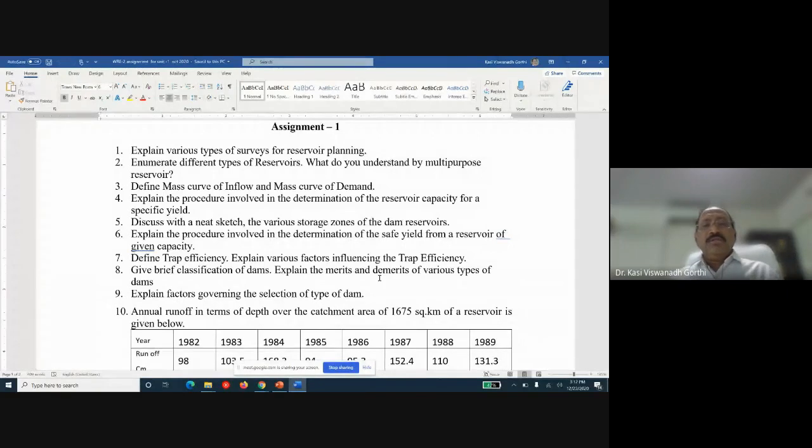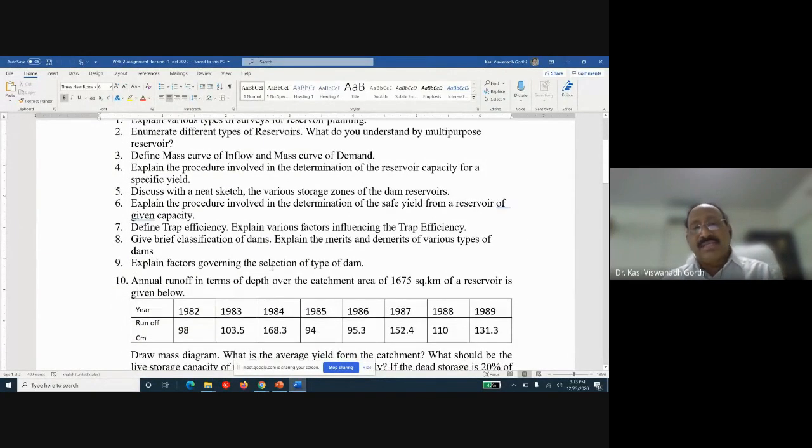For example, you need a dam on a permanent basis, or you need a dam on a very temporary basis. Accordingly, the type of the dam also changes. Explain the factors governing the selection of the type of dam, which type of dam, where to construct, and so on. It depends on whether you have limited resources or huge resources, whether you want the strength of the dam, or whether you want the dam constructed to a very great height. These are all the parameters on which the selection of the type of dam depends, including labor, like whether skilled labor is available or not.